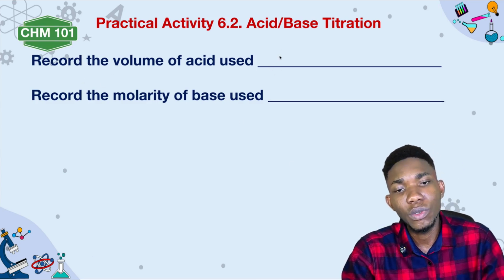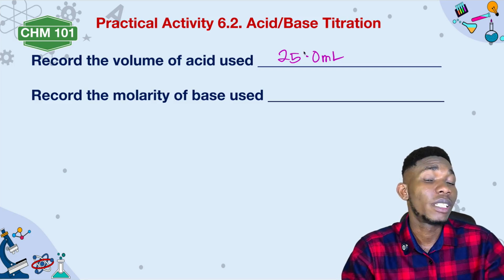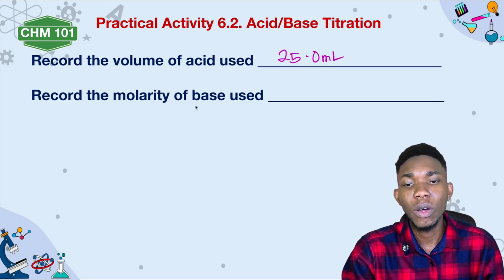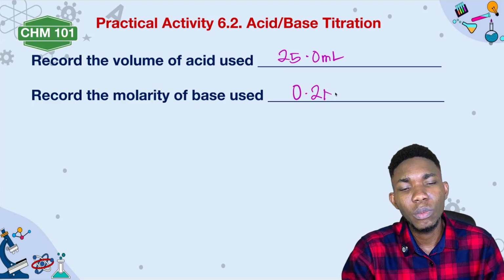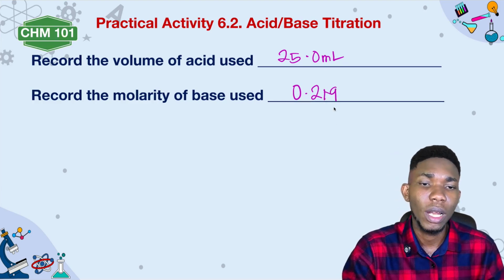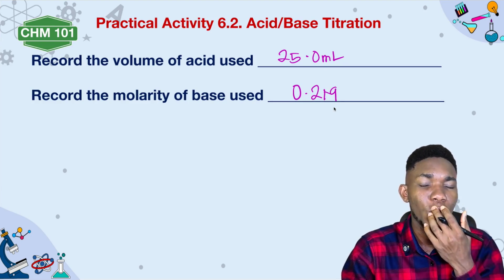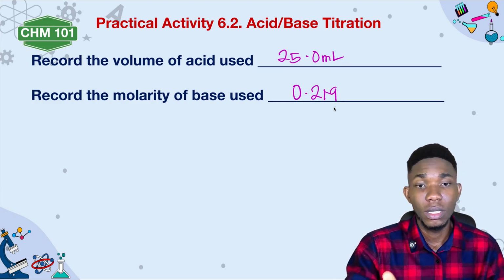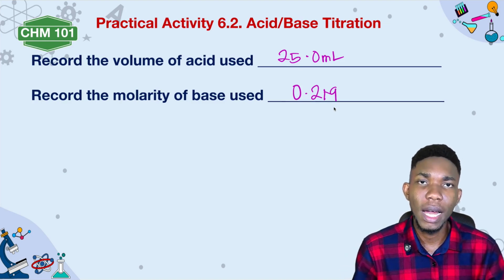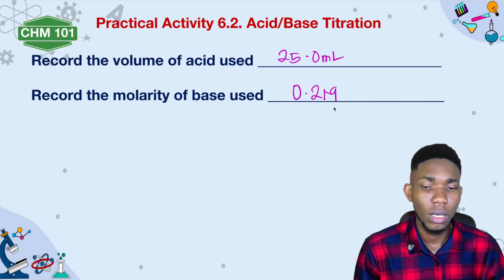Now, the next one is record the volume of acid used. The volume of acid used was given to you as 25.0 milliliter. Your volume may be different, but this is basically what I was given that you were told to use. Then record the molarity of the base used. The molarity of the base used for some persons was 0.2 molar, while for some other persons was 2.0 molar. But for this practical, I am going to use 0.2 molar, depending on the one that you were given in your department.